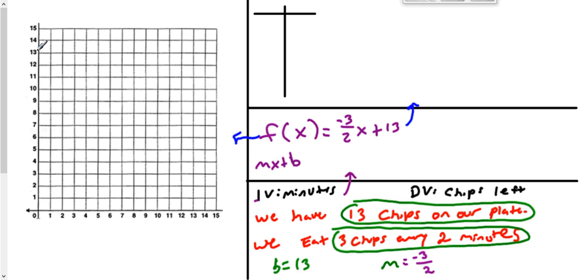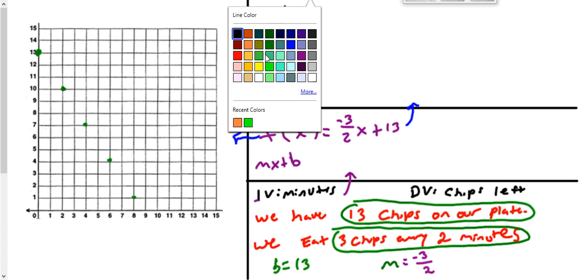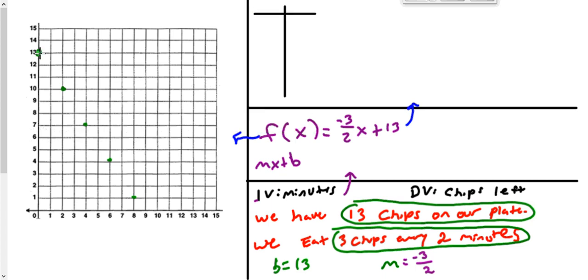Start up 13, down 3, 1, 2, 3, over 2, 1, 2, 3, over 2, 1, 2, 3, over 2, 1, 2, 3, over 2. Oh, that was only 2. Whoops. 1, 2, 3, over 2. And then we connect it with our line.